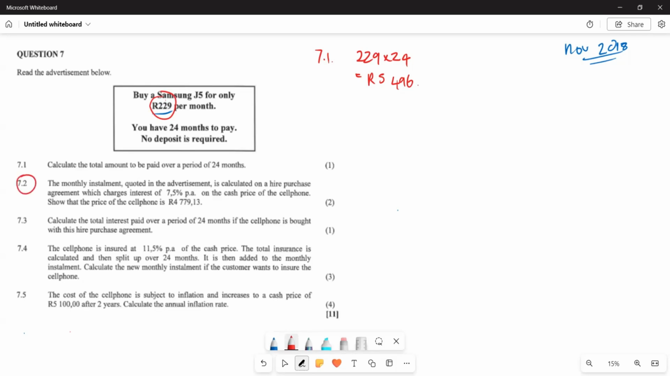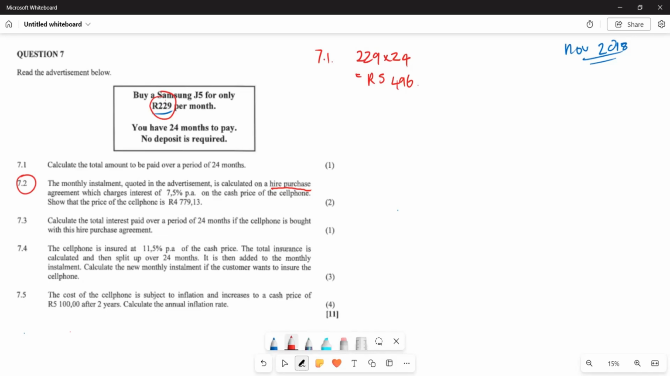Now let's look at 7.2. They say the monthly installment quoted in the advertisement is calculated on a hire purchase. To those who might want to know what a hire purchase is, basically it's more of a short-term loan whereby you can deposit something and then take it and pay it while it's still in your possession. Usually these are short-term loans.